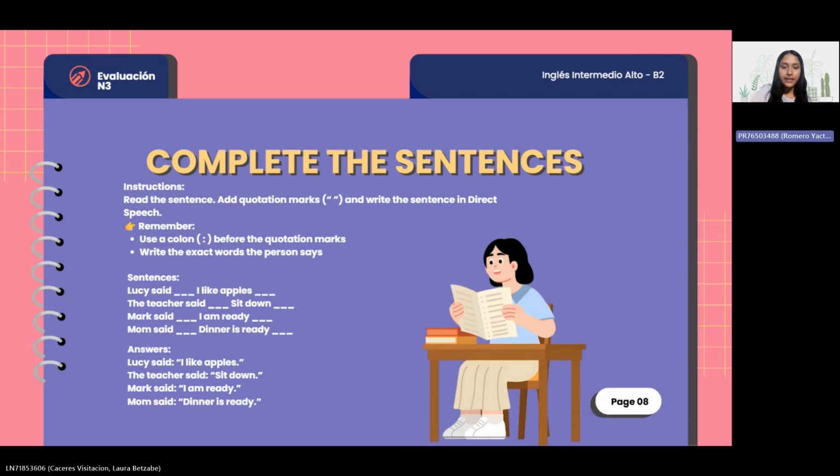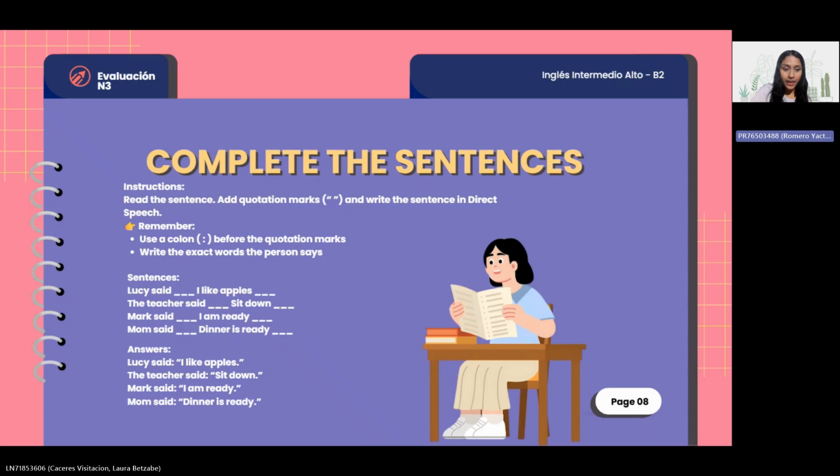Complete the sentences. In this exercise, we read each sentence and write it in direct speech. We must remember to use a colon and quotation marks. For example, Lucy said, "I like apples." The teacher said, "Sit down." Max said, "I am ready." Mom said, "Dinner is ready."